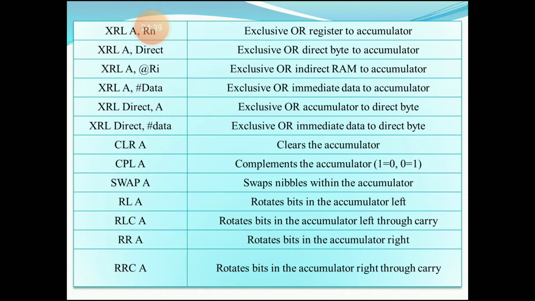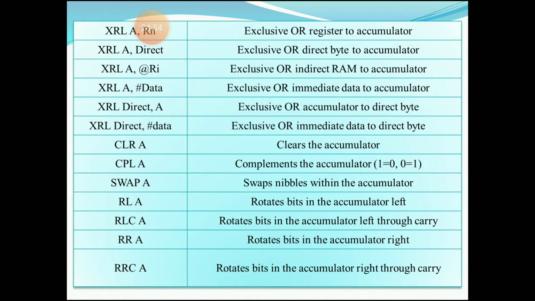The SWAP A instruction can interchange the 4 bits of the 8-bit value, that is, the lower 4 bits are moved into the higher 4 bits, and the higher 4 bits are moved into the lower 4 bits. It interchanges lower 4 bits with higher 4 bits, and vice versa.